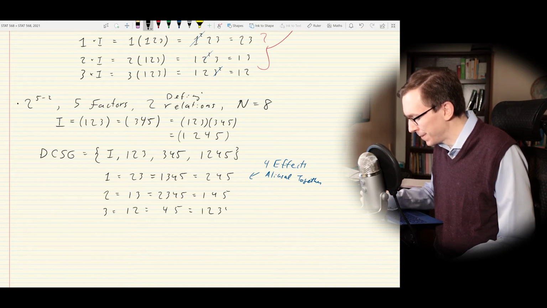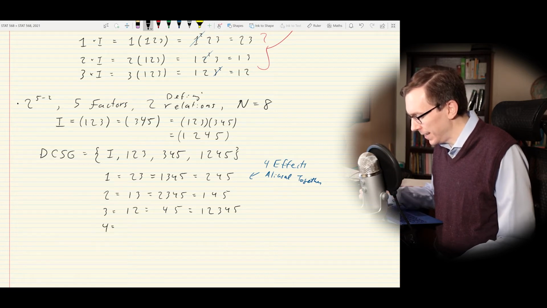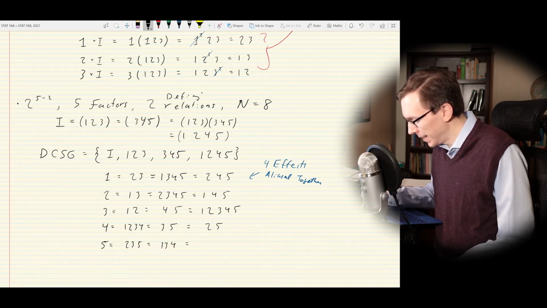The 5-way term emerges. Factor 4, or main effect 4 I should say, is aliased with 1, 2, 3, 4, with 3, 5, with 2, 5, and factor 5 is going to be aliased with 2, 3, 5, with 1, 3, 4, and with 2, 4.